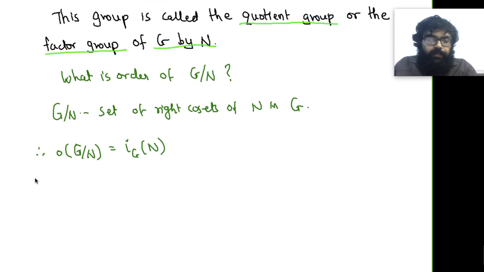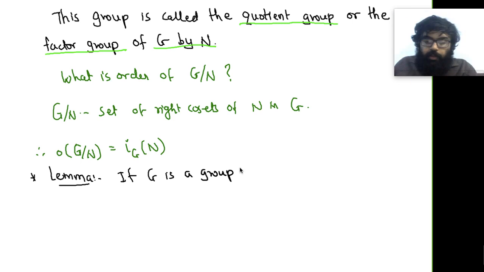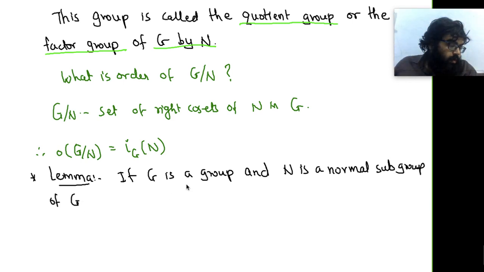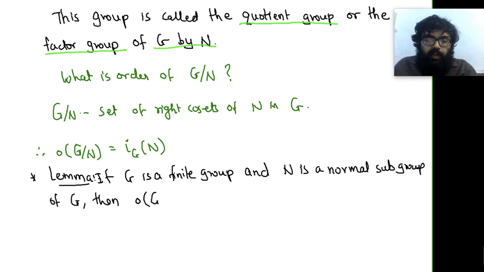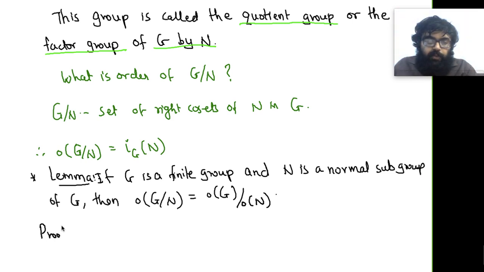As a result, finally, we can state the lemma. If G is a finite group and N is a normal subgroup of G, then the order of G quotient N is the order of G upon the order of N. The proof follows from the definition.